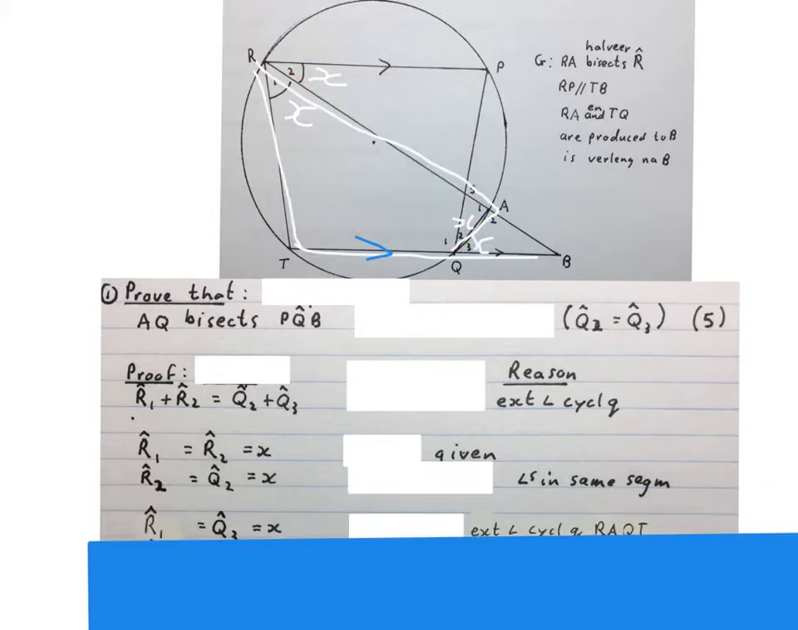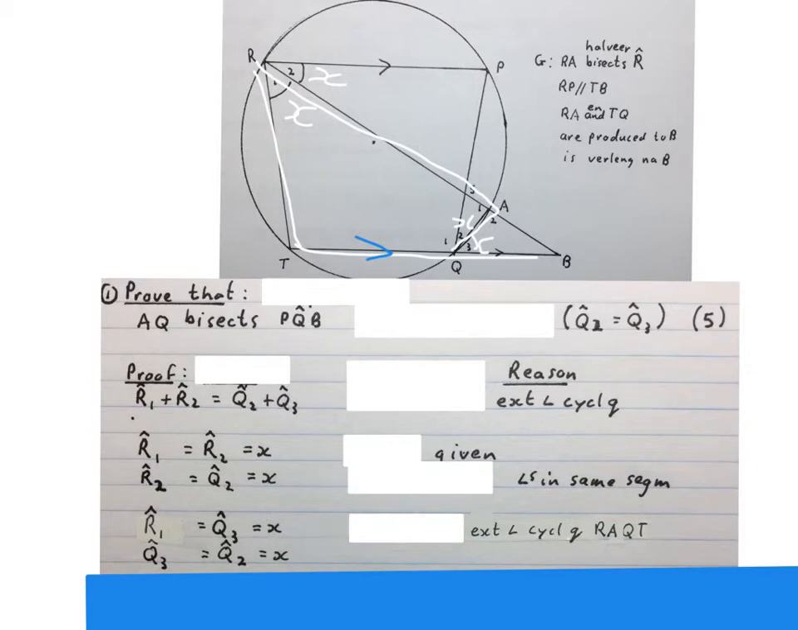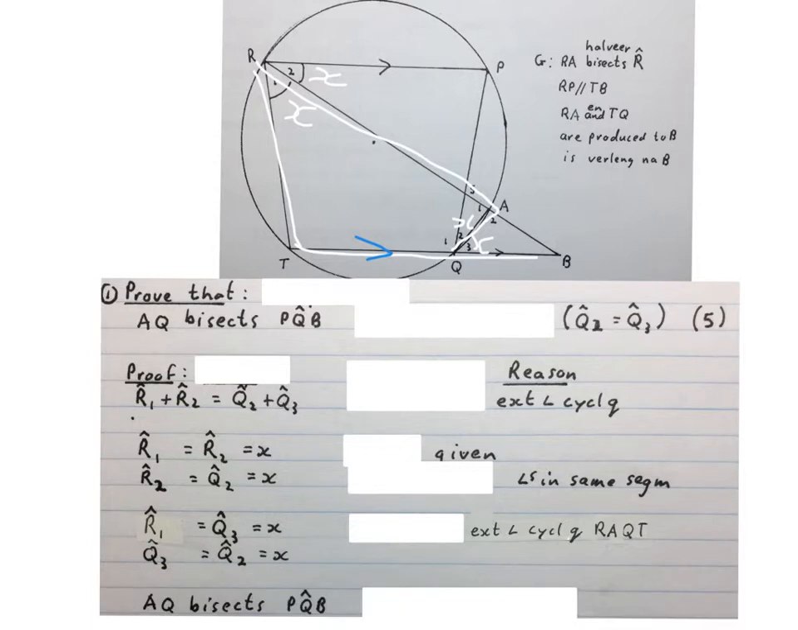Next we can write angle R1 is equal to angle Q3. Also equal to X, exterior angle of a cyclic quad RAQT. There's a cyclic quad, there's the exterior angle, that angle is equal to that one over there. Then we can write angle Q3 is equal to angle Q2 because they're both equal to X. Then we just have to answer what they originally asked. We write AQ bisects angle PQB. Please stop the video and get your brain around this one.